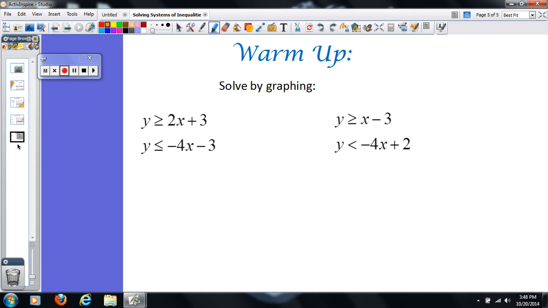Here are your 2 warm-up questions. Y is greater than or equal to 2x plus 3. Sorry about that. Excuse me. And then y is less than or equal to negative 4x minus 3. Your second equation is y is greater than or equal to x minus 3, and y is less than negative 4x plus 2. Okay? So make sure you guys have your notes done.